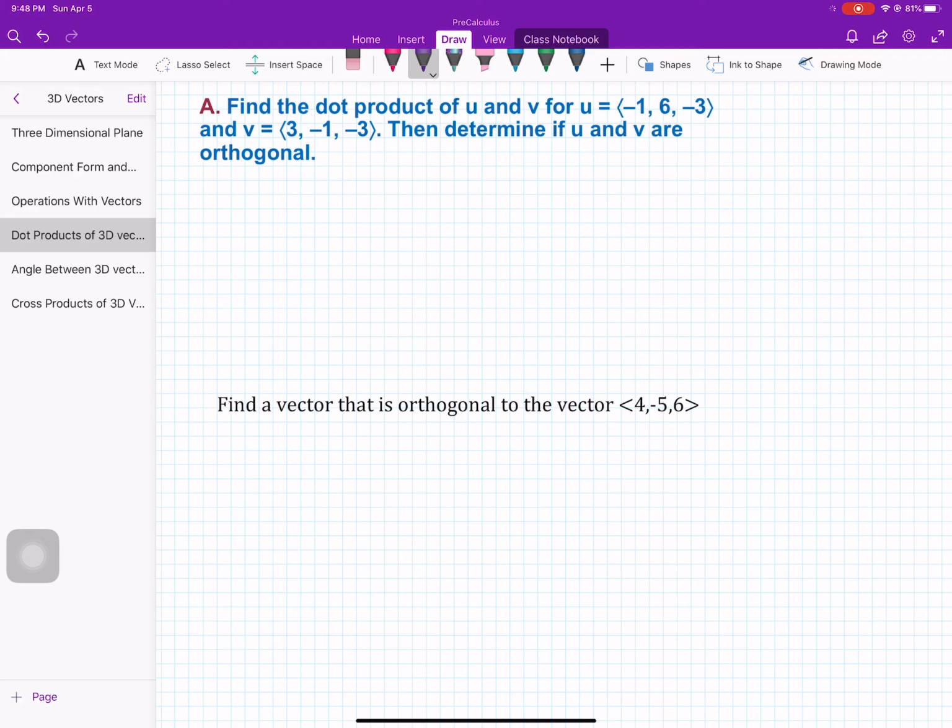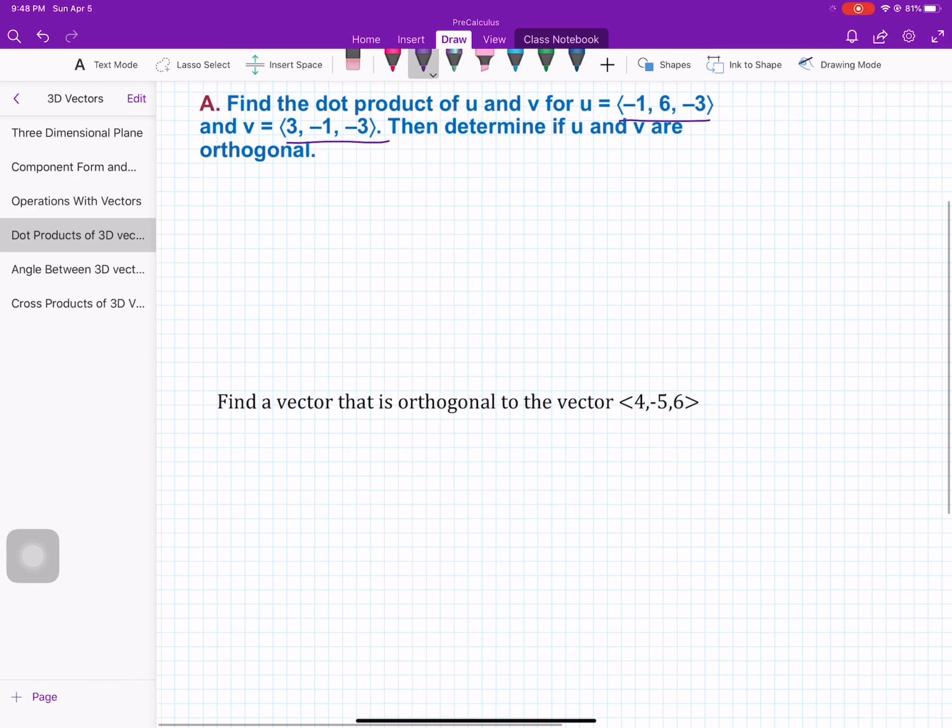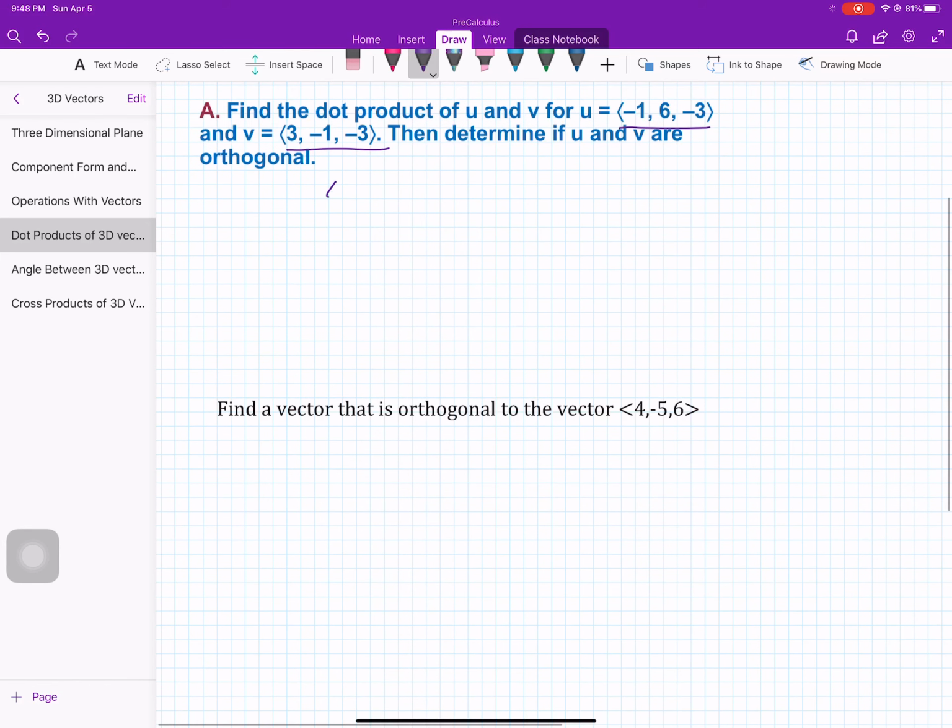This first one says, find the dot product of u and v if u is this and v is this. And again, it might be nice to have a calculator handy for this. Sometimes the mathematics ends up making pretty large numbers. -1 and -3. I like to write them like this because I can just multiply down the columns.